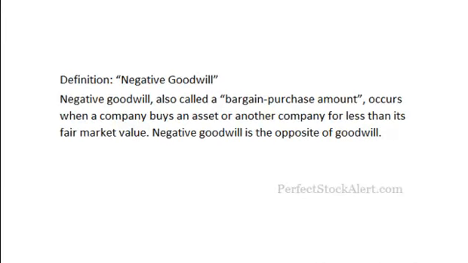Today we're going to be looking at the definition of negative goodwill. As we do in each one of these fundamental analysis tutorial videos, I'll give you the actual definition, and then we'll go on to look at an example and give you a little more insight. Negative goodwill, also called a bargain purchase amount, occurs when a company buys an asset or another company for less than its fair market value. Negative goodwill is the opposite of goodwill. Now let's go look at an example and make this perfectly clear.